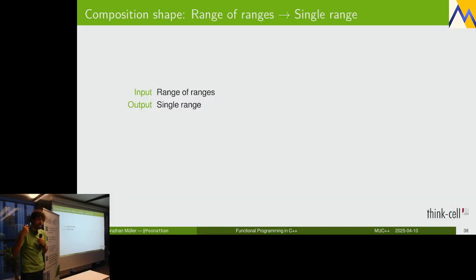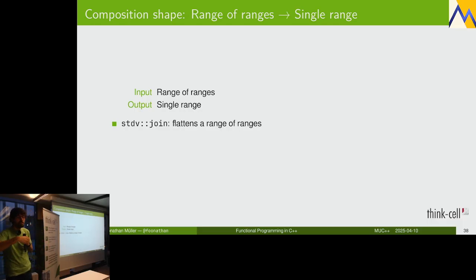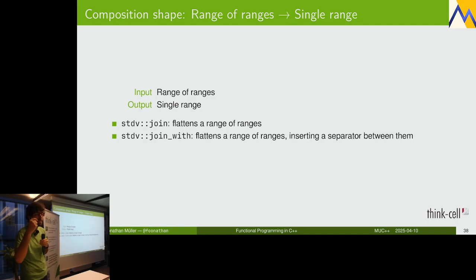The actual takeaway here is the composition shape, range of ranges to single range. And for that we use join. So join takes a range of ranges and flattens it into a single range where all the elements are back one after the other. Then there's also join with. This is the inverse of split. It joins it, but adds the separator back in that you passed into split.